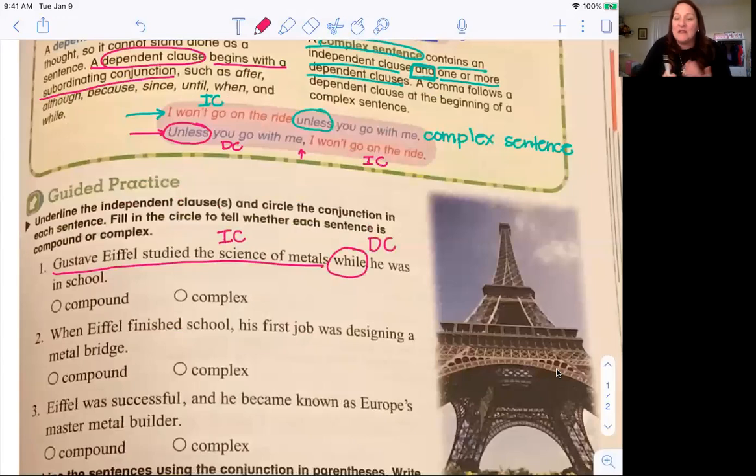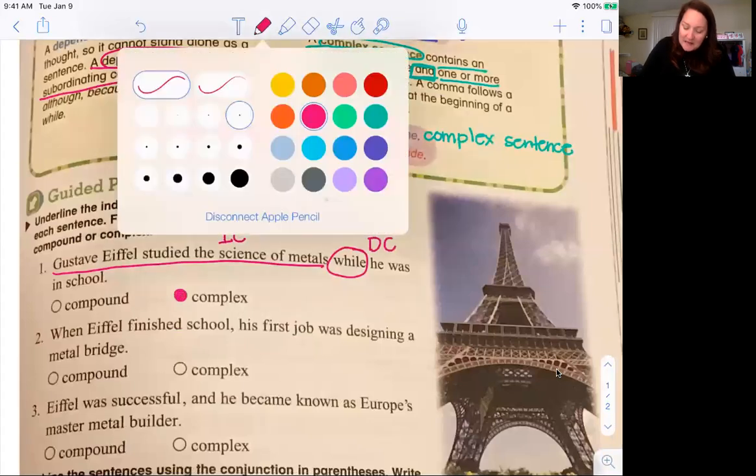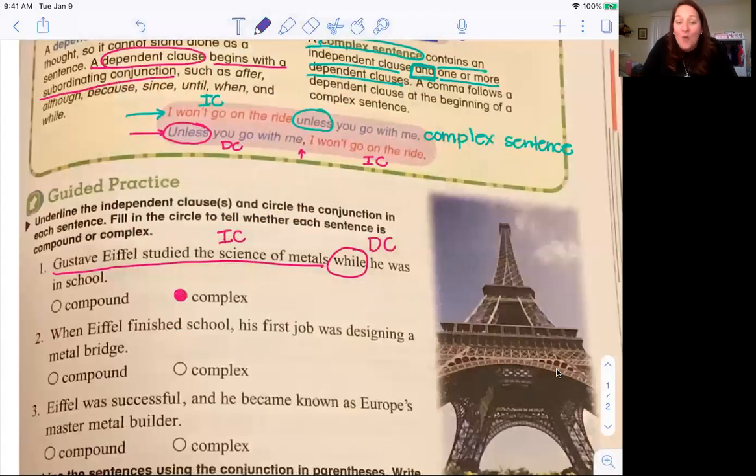So when we have an independent clause and a dependent clause joined with a subordinating conjunction, what do we have? We have a complex sentence. So let's circle complex. And if you are confused and you're thinking this is complex, that's okay. Let's keep going, okay? The best thing you could do is just keep going.